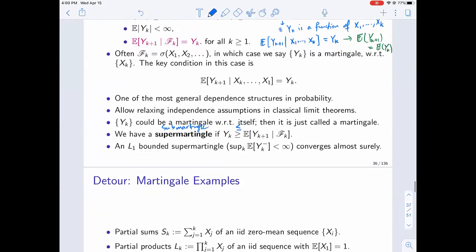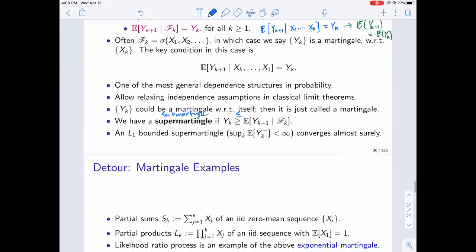Sorry, or vice versa. Just figure this out for yourself. But the inequality should be correct. So L1-bounded supermartingales: this is a result called the martingale convergence theorem, which we are not going to use, but it's good to remember. An L1-bounded supermartingale converges almost surely.